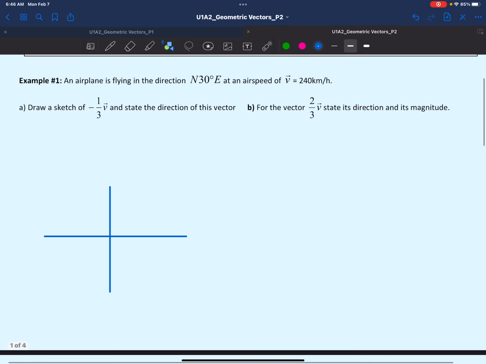And here goes north and south, east and west. And vector v is heading north 30 east. What that means is from north line, we're going 30 degrees towards east. So here we go. And there is vector v. This looks like a 30 degree. Again, we're just eyeballing it. So the angle is 30 degrees and the velocity is 240 kilometers an hour.